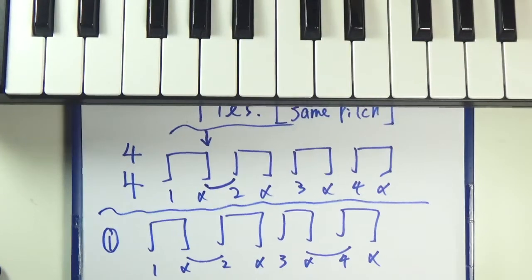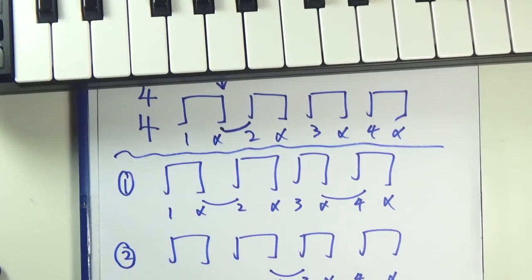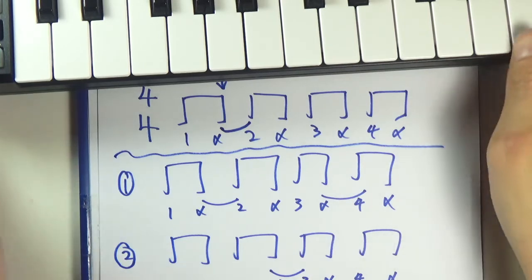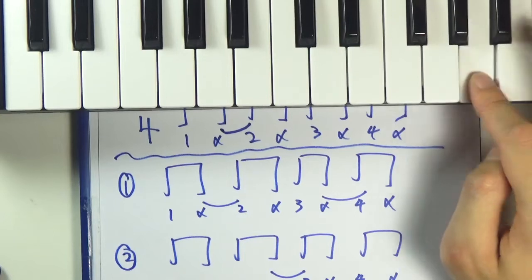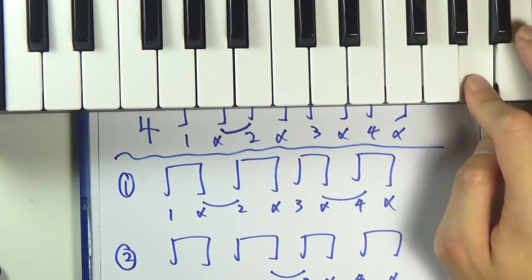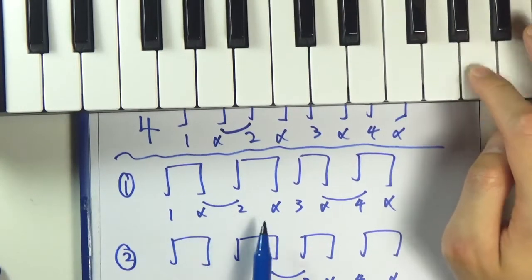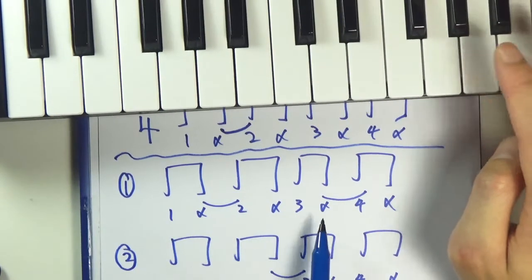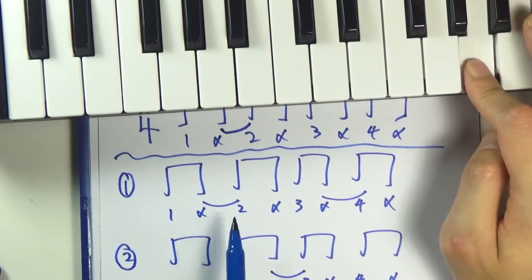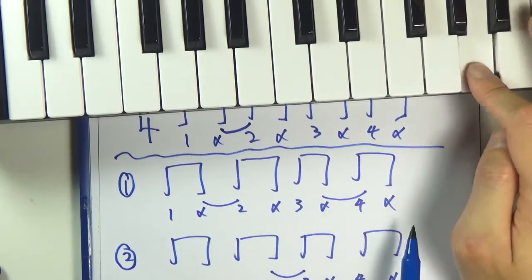All right, so let's do a few examples. Okay, number 1. Basically the same thing, but with another tie at the end. So it should be something like this. All right, so 1 and 2 and 3 and 4 and 1 and 2 and 3 and 4 and 1 and 2 and 3 and 4 and.